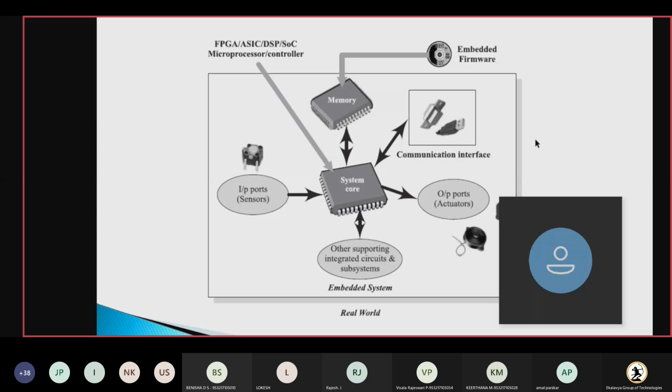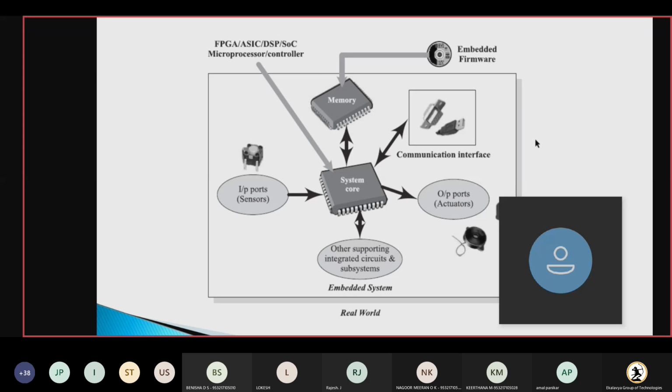So a typical real-world embedded system has these 6 blocks. The heart of the embedded system is a processor, which is called the system core. Then we have an input block, where the sensors are connected. For example, in the picture, a switch is the input. Next, we have the output block. In the picture, the buzzer is the output.